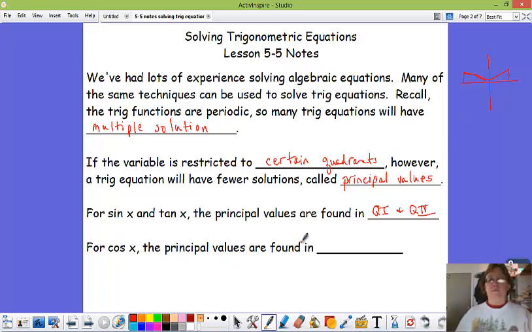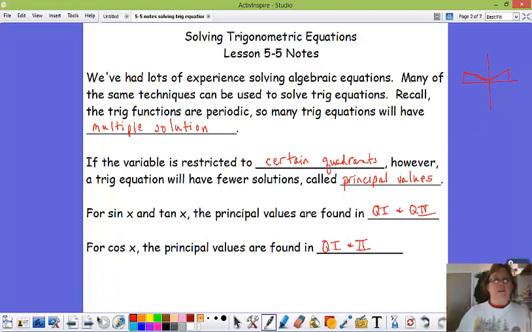For cosine, the principal values are in quadrants 1 and 2. And again, in cosine, in terms of x, if you go through quadrants 1 and 2, you will have gotten the full range of numbers, -1 to 1.